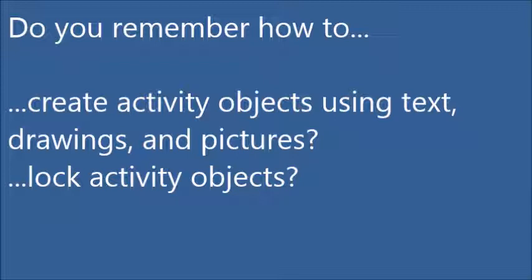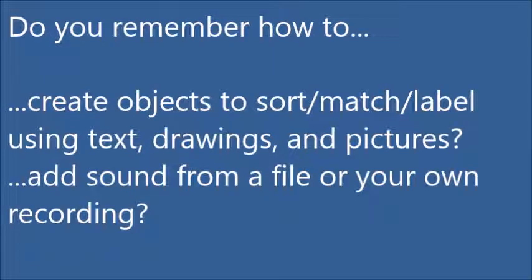Do you remember how to lock activity objects using the drop-down arrow on the top right corner of the object, or right-clicking on the object? Do you remember how to create objects to sort, match, or label using text, drawings, such as pens or shapes, and pictures from a file, from the internet, or from the gallery? Do you remember how to add sound from a file or your own recording and changing the sound from the corner of the object to the object itself?